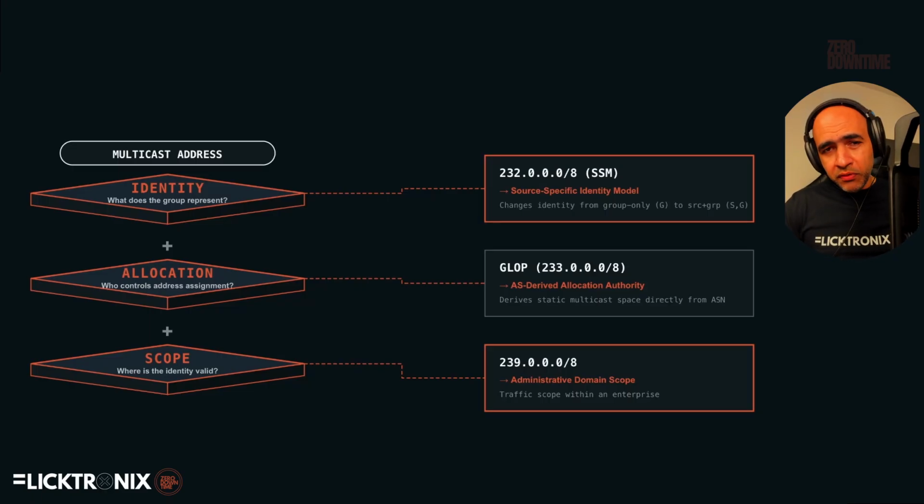GLOP, for example, provides an allocation mechanism derived from an autonomous system number. Administratively scoped multicast provides an address space intended for use within an administrative domain. Source-specific multicast changes the identity of the distribution itself. So multicast address planning isn't like finding an unused address in 239/8. It's more deciding what the address represents, who controls its allocation, and where that identity is valid.